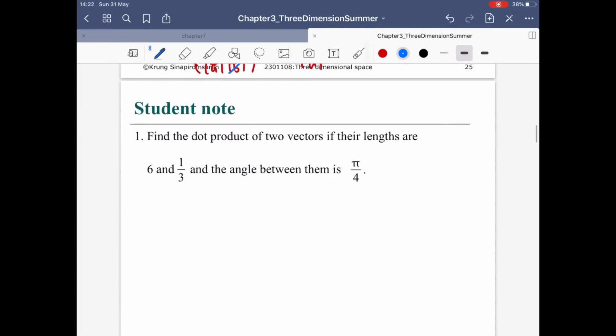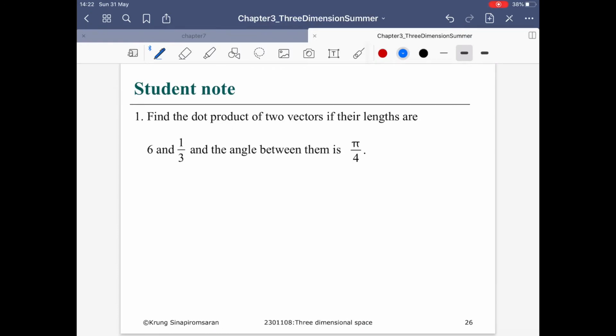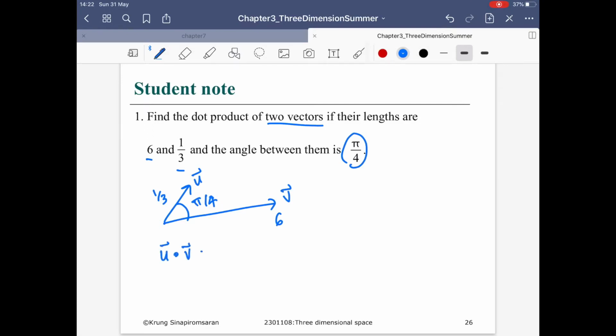Okay, so let's see. You need to find the dot product between two vectors. If the lengths are 6 and 1/3 and the angle between them is pi over 4, let's say this is 1/3, this is 6, and the angle between is pi over 4. So let's say this is u, this is v. So u dot v is simply the length of u, the length of v, and then cosine of pi over 4. The length of u is 6, the length of v is 1/3, and the cosine is square root of 2 over 2. So you get square root of 2 out of it. Okay.